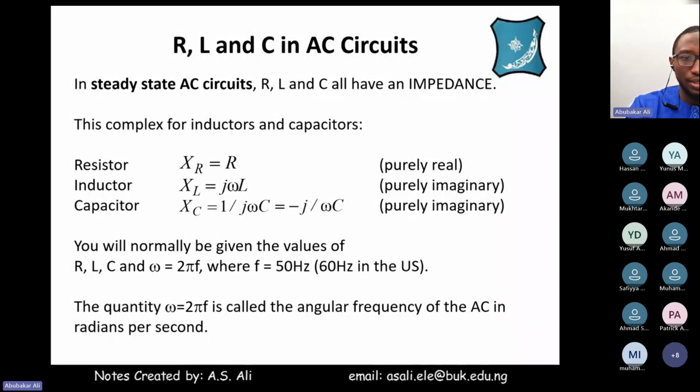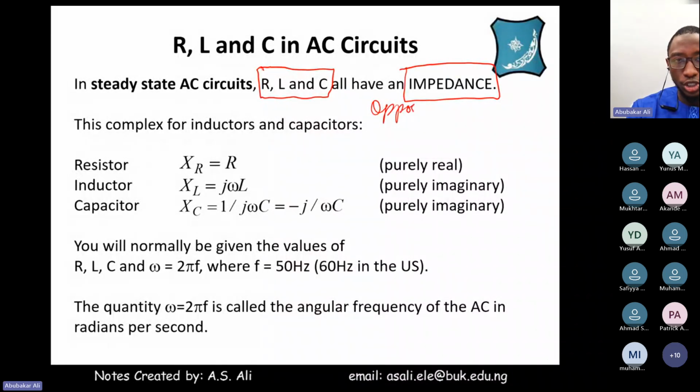In AC circuits, these elements are the characteristics of a transmission line and also the loads associated with an AC system. They all have what we call an impedance. Impedance is nothing but the opposition to current in the circuit. For the case of R, the opposition it provides to a current is purely real, and the impedance of a resistor is given by XR, which equals R.